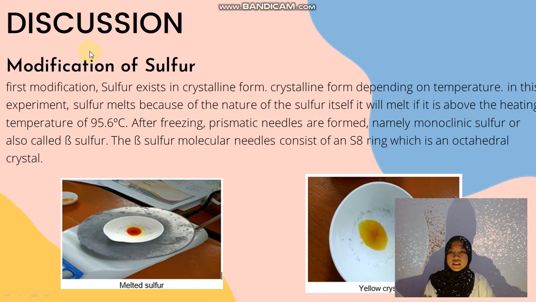Next, the results and discussion. First, modification of sulfur. First modification: sulfur exists in crystalline form depending on temperature. In this experiment, sulfur melts because of the nature of the sulfur itself. It will melt if it is above the heating temperature of 95.6 Celsius.